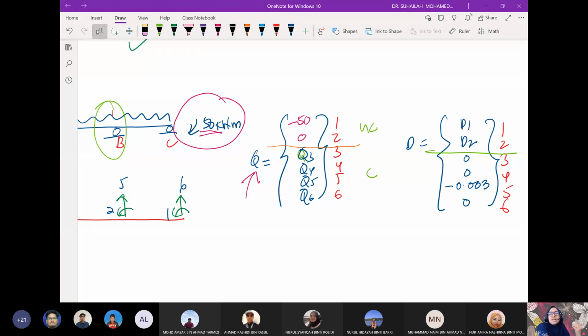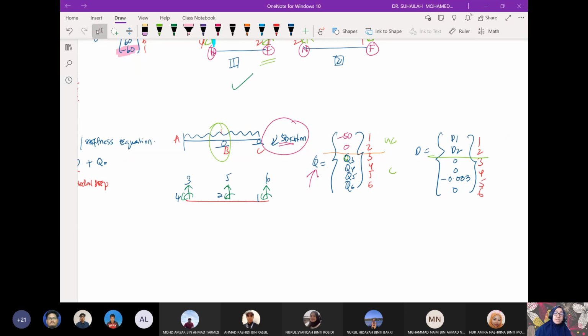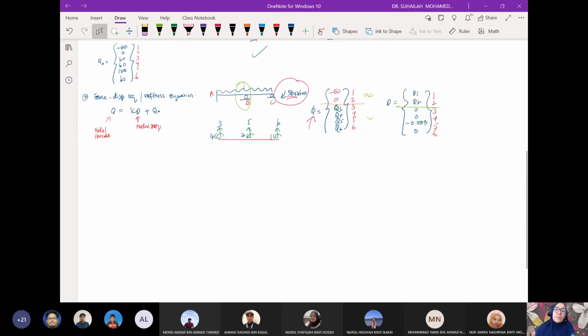What is actually this degree of freedom? It is called the displacement component. If it is a displacement component, why look at Q? Because without Q, no displacement. When there are no forces, no displacement. That's why there is a relation. So now this is complete. Then we just substitute back into the stiffness equation, Q equals K D plus Q naught. But we do not have time to solve it. It's okay, I will make a video to continue this example. Okay.